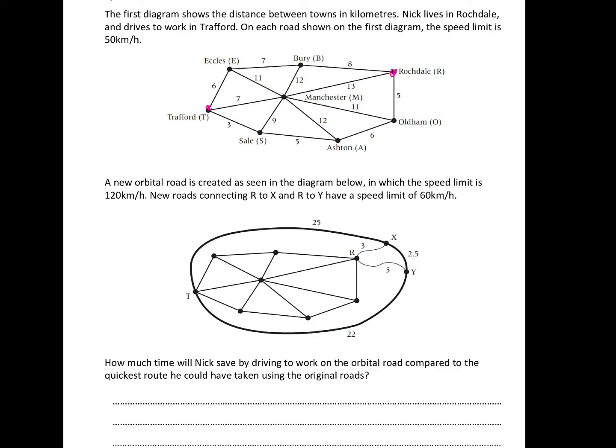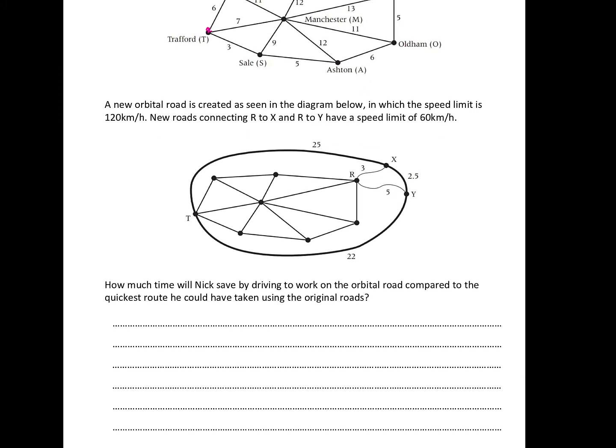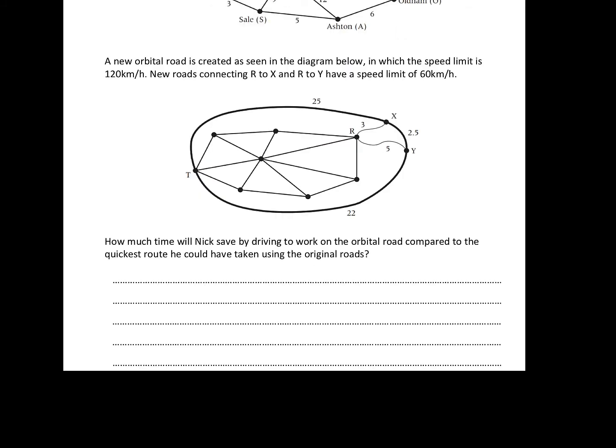kilometres per hour. New roads connecting R to X, okay, so this one out here is the 120 kilometre per hour road, and then these little ones here are 60 kilometres an hour. All right. How much time will Nick save by driving to work on the orbital road compared to the quickest route he would have taken using the original roads?